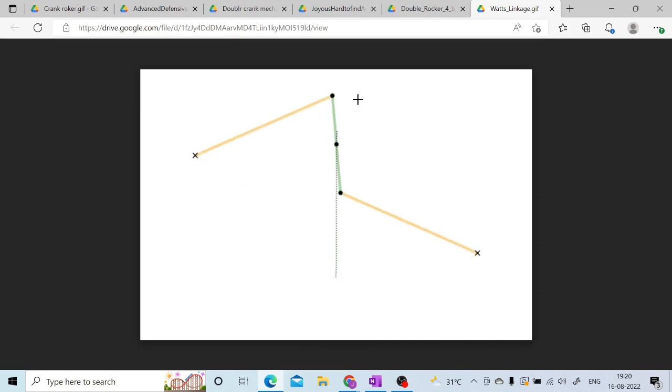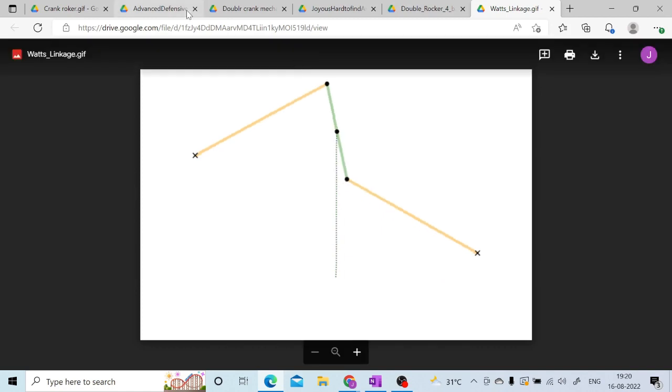Somebody has written that nowadays there are no applications of these inversions. I don't think so. Let us see, and we will discuss that at the end. So this is how you are having this straight line motion mechanism, right?